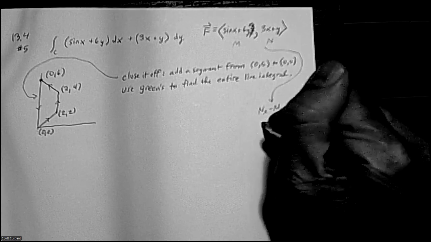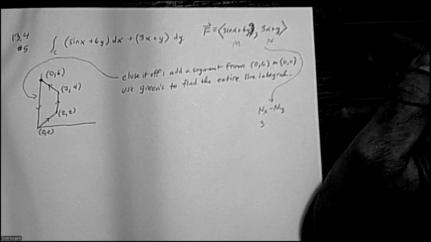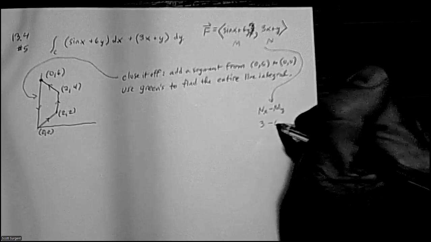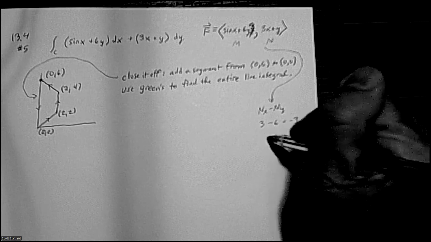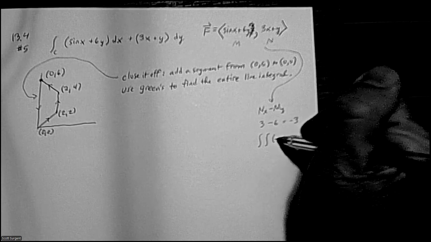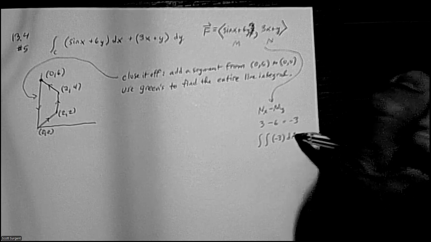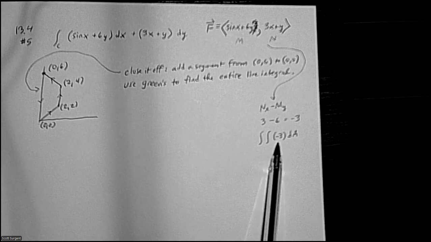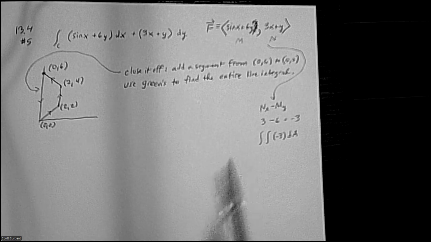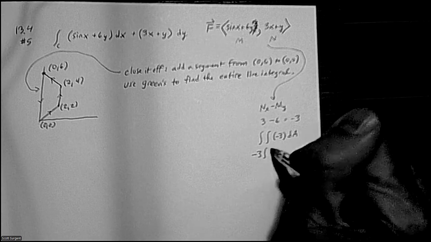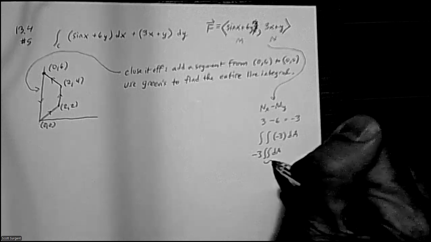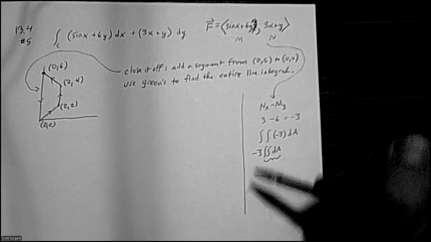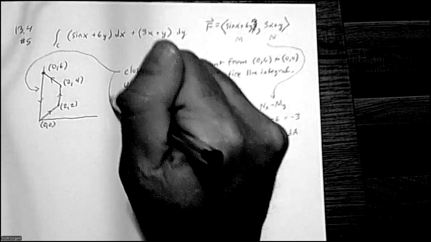So N sub x is 3. N sub y is, I'm sorry, M sub y is 6. So it's minus 6. So we get negative 3. And so eventually we're just going to do a double integral of negative 3 dA. Now, hopefully you're getting a good feeling about this because that's negative 3 times the double integral dA. And we can just use geometry for that. So in fact, I'll tell you what, let's save that. Let's do this line integral here.